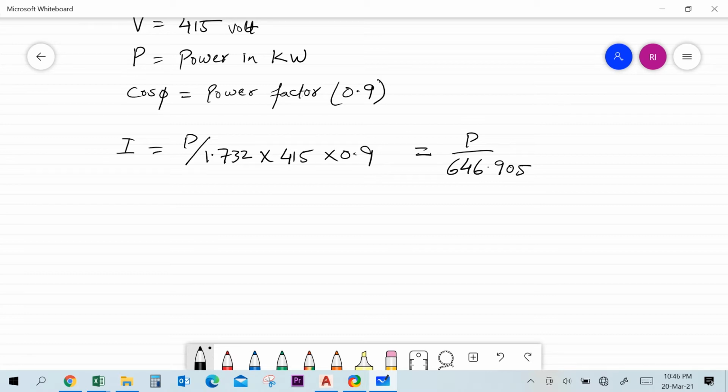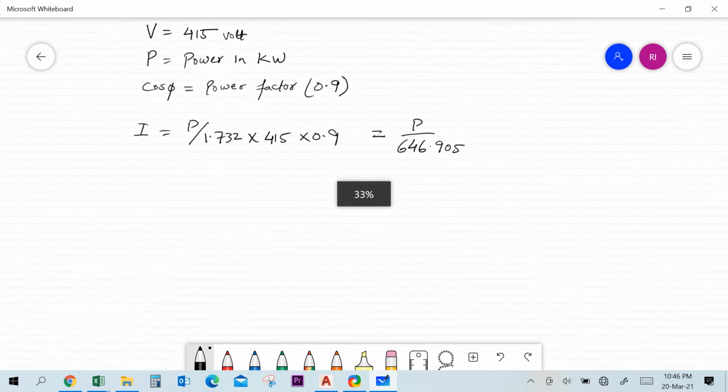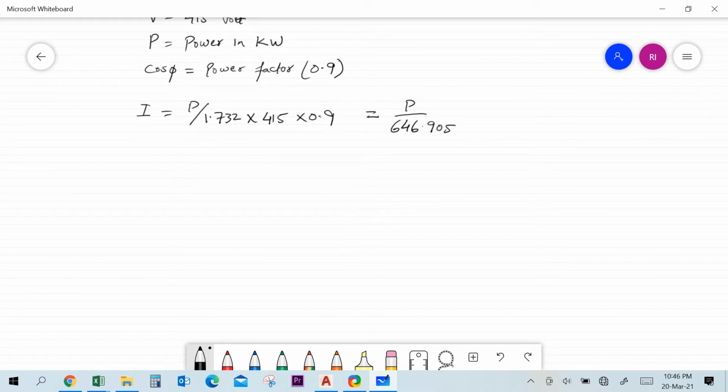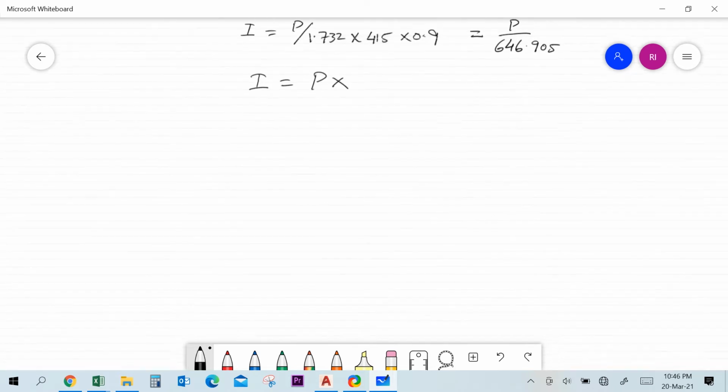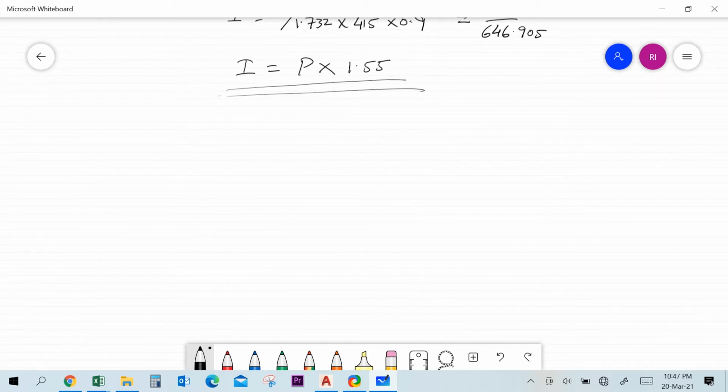Or make it more simple. After dividing this, I will show you here: I equal to P power into 1.55. If you divide this value 646.905, you will get 1.55. So this is the value of current which we will use in the voltage drop calculation in the Excel sheet.